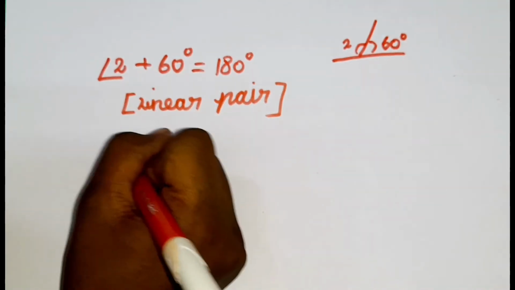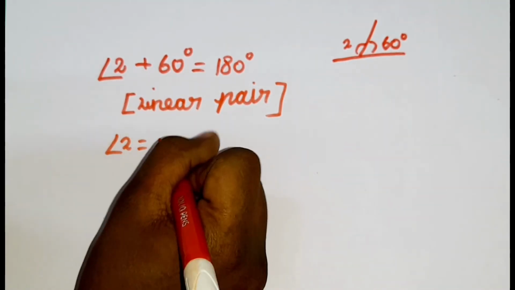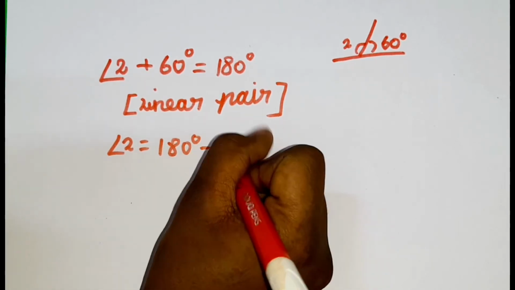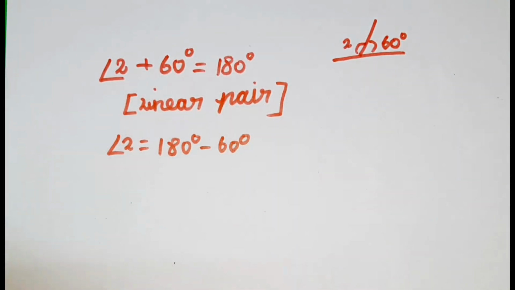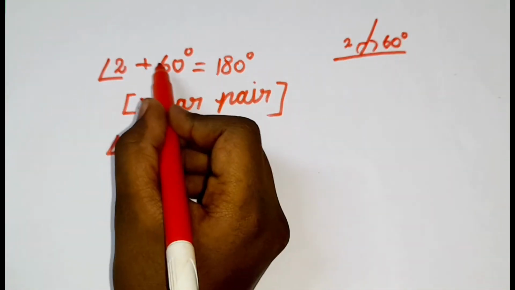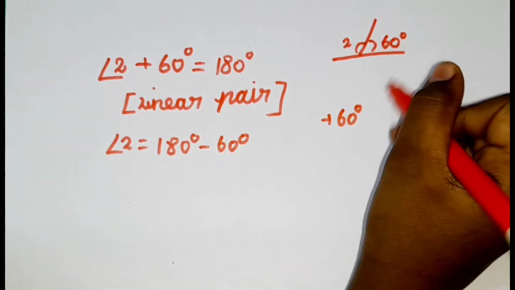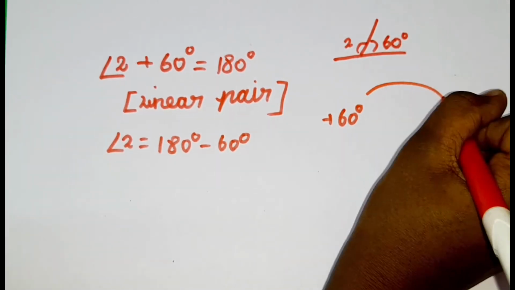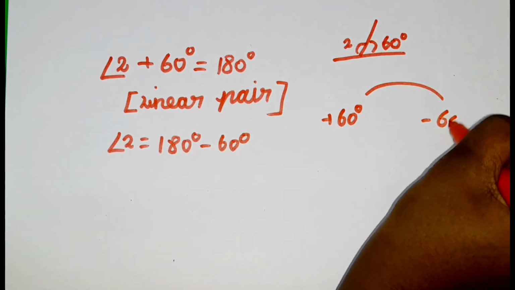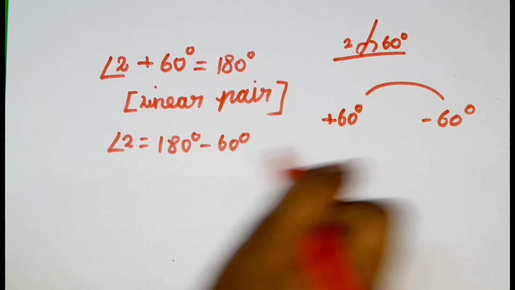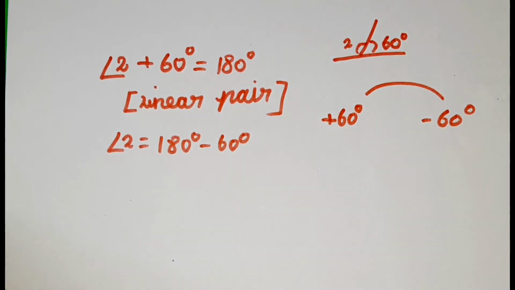Okay. So now angle 2 is equal to 180 degree minus 60 degree. You guys might be wondering why minus 60 degree? Because here we have plus 60. Am I right? Plus 60. So when it goes to the other side, it becomes minus 60. Okay, just remember this. When plus goes to the other side, it becomes minus.